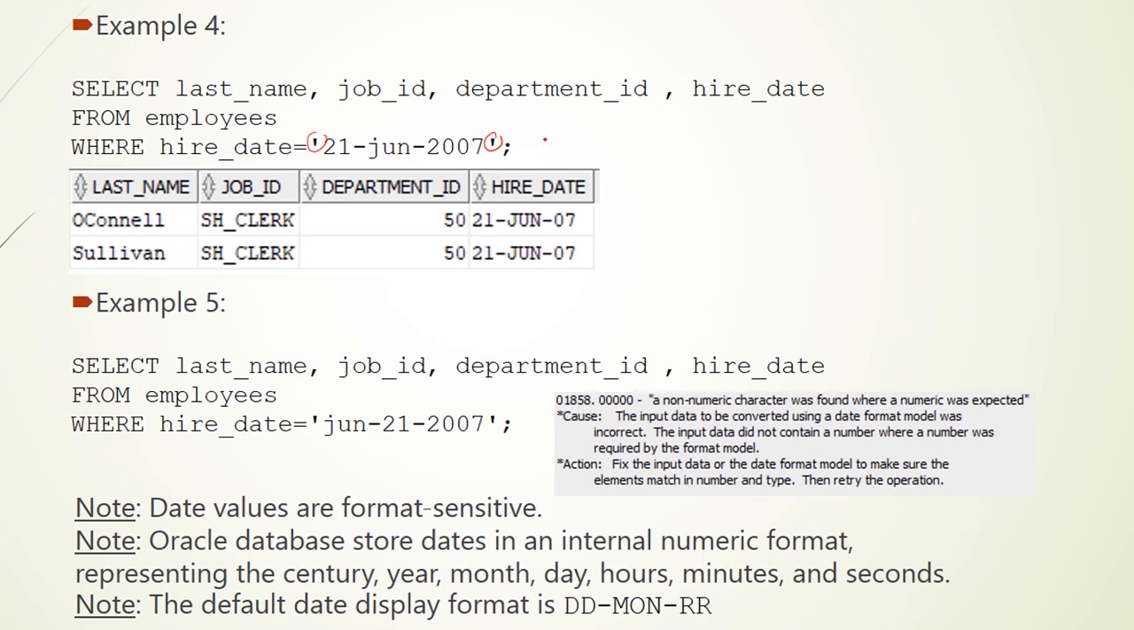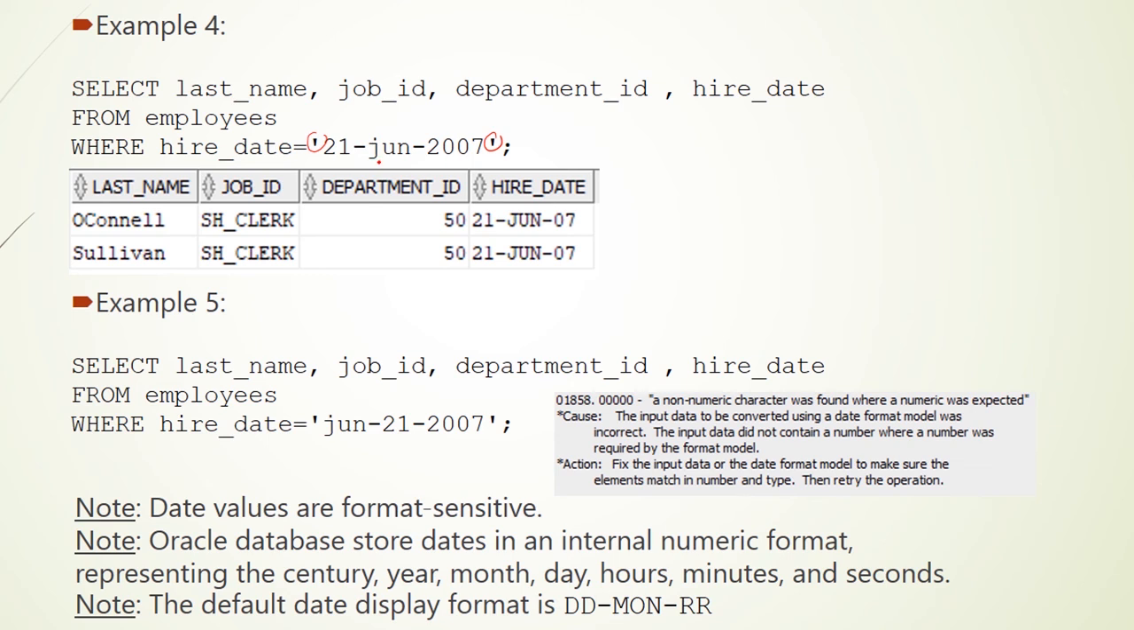So if you are searching for characters, it is case sensitive. If you are searching for date, it is format sensitive. You have to put a specific format here. You have to put the day, then the month, 3 characters abbreviation or full month, then the year. You can put 2 digits year or full year, as in this example 2007. You can put 07 or 2007.